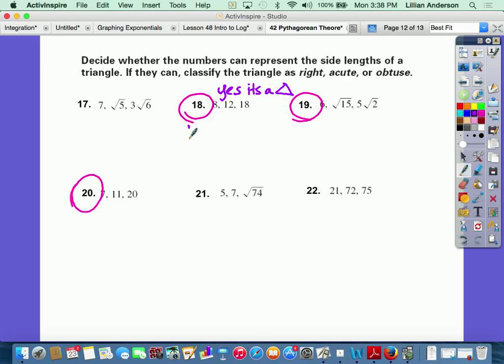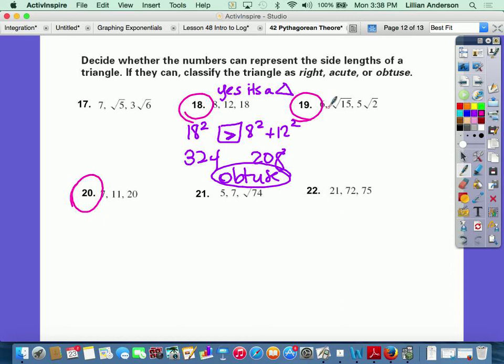What type? Do the converse of the Pythagorean theorem. 18 squared is 324. 8 squared plus 12 squared is 208. Because 324 is greater than 208, this is an obtuse triangle.